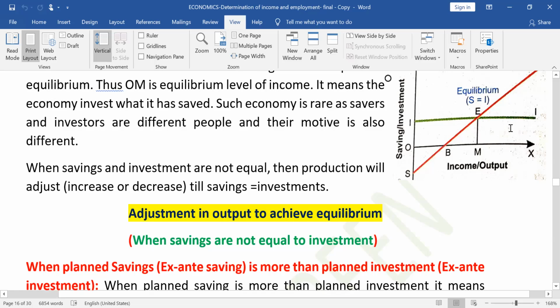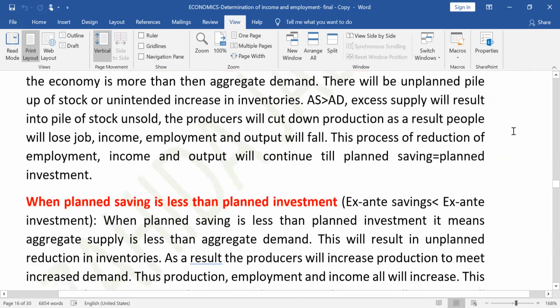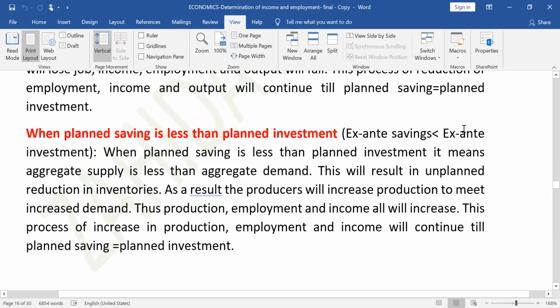The other condition we can see in our explanation also: when planned saving, that is ex-ante saving, is less than ex-ante investment, it means that aggregate supply is less and aggregate demand is more. This will result in an unplanned reduction in inventory, meaning all the goods will be sold. As a result, the producer will increase production to meet the increased demand. Thus production, employment, and income all will increase, and this process will continue till planned saving is equal to planned investment.